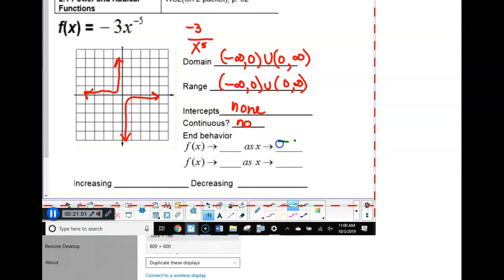Okay, let's start with this. On the left, the y as I go left is getting closer and closer to 0. As I go off to the right forever, this is getting closer and closer to 0. Okay?